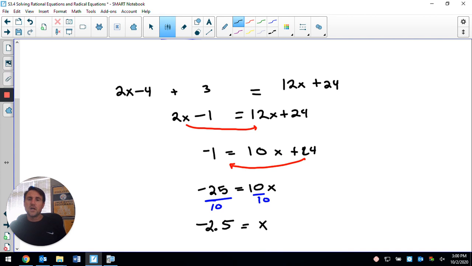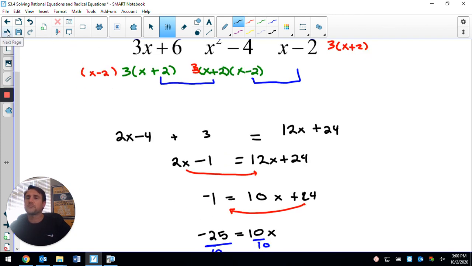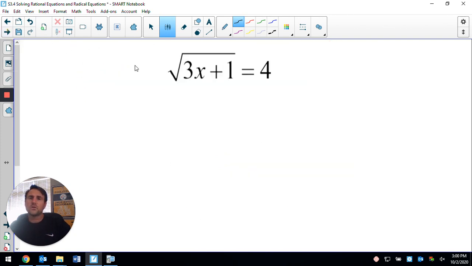And that wasn't one of my excluded values, right? Because remember, our excluded values were 2 and negative 2 because of how we factored it. And so this one is okay. It's pretty interesting how that one worked out. Okay, now on to radicals.